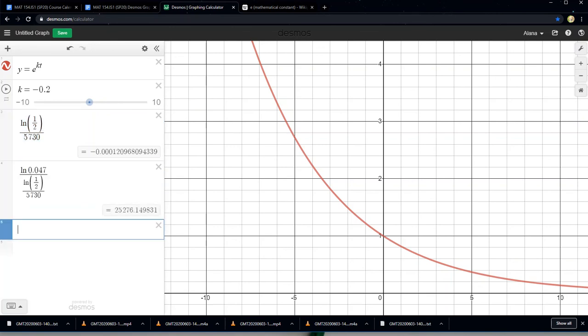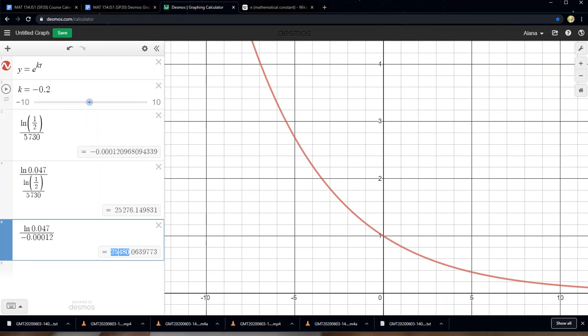25,276. Now if I take the natural log of 0.047 and I just divide that by negative 0.00012, I've lost a little bit of decimal places of accuracy. So for our purposes, I guess we'll stick with the decimal because that's what the book does. So we'll say it's 25,480. It shows you how quickly you can lose accuracy on these half-life problems.